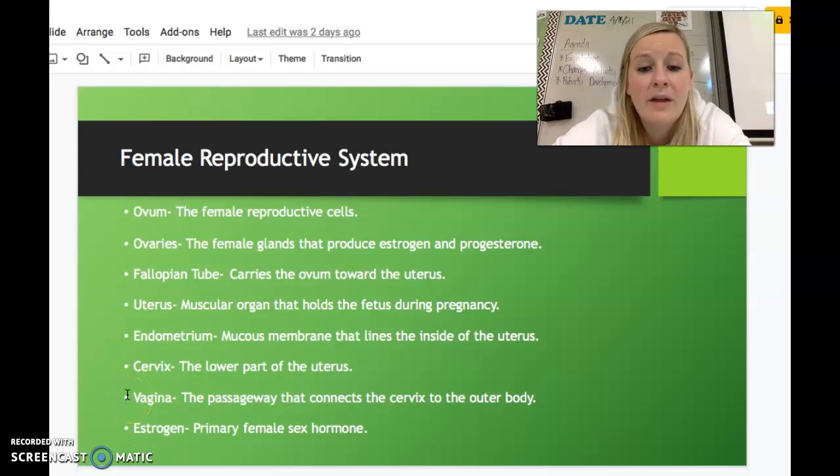That's going to be the passageway that connects the cervix to the outer body. So when a baby is being born, the last place that they're going to go through is going to be through the vagina. Estrogen is the primary female sex hormone that starts all of this up. So without estrogen, none of this would be possible. Okay?